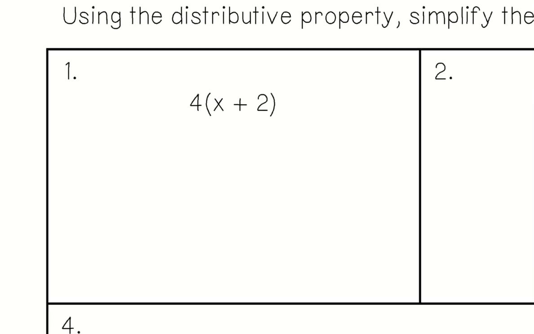So in example 1, I have 4 parentheses x plus 2. So I know I need to multiply 4 times both of those terms inside. So I do 4 times x and draw a little rainbow showing I'm going to multiply 4 times x. So 4 times x is just 4x. Then I need to multiply 4 times positive 2. So 4 times positive 2 is 8. So again, I'm not going to see very much work on some of these problems, especially if we can't combine like terms after we distribute. In this case, I have 4x and 8, which are unlike terms, so it would stay 4x plus 8.